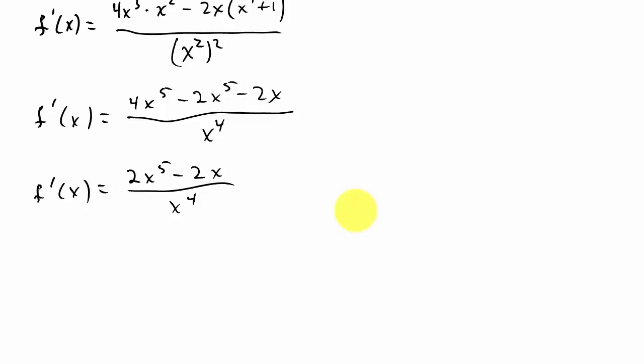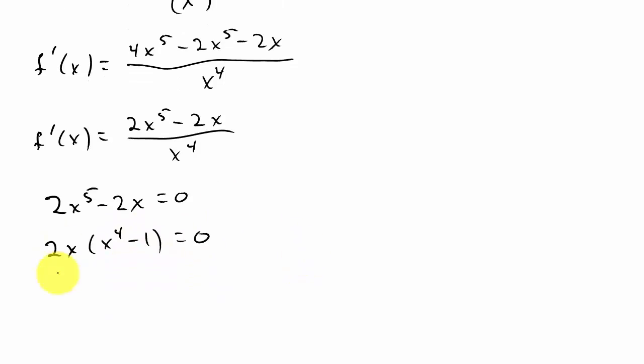Now we need to set it equal to 0 and solve for x. And remember, a fraction is 0 only when the numerator is 0. So all we have to do is set the numerator equal to 0 and solve for x. Here we'll factor out a 2x, and that'll leave us with x to the fourth minus 1 equals 0. And so that's going to be 2x equals 0, or x to the fourth minus 1 equals 0.